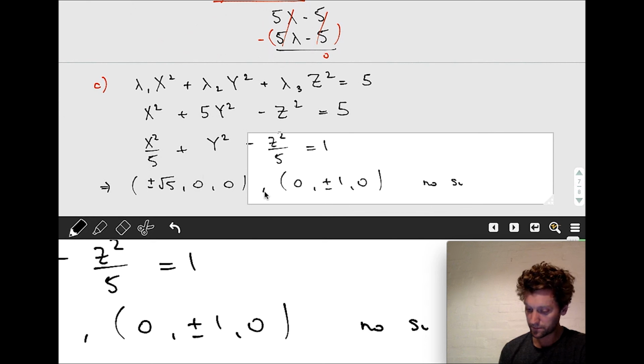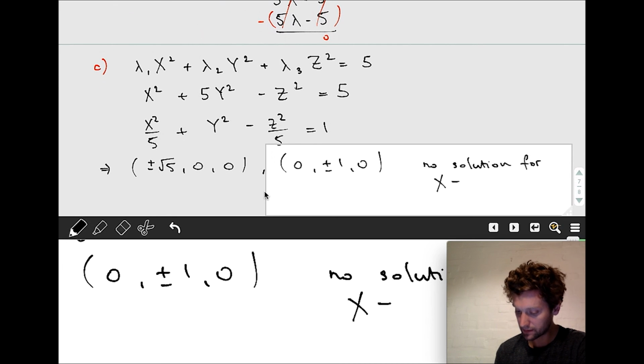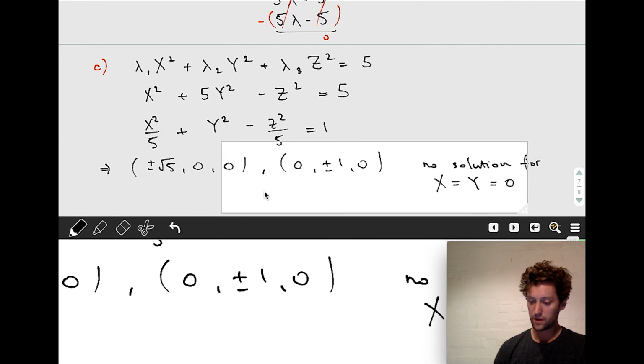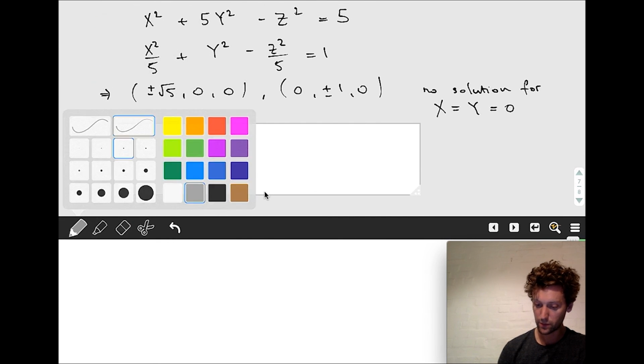and no solutions on the z-axis. That is, when x and y are both equal to 0. So this thing doesn't touch the z-axis. Let's sketch what it would look like.